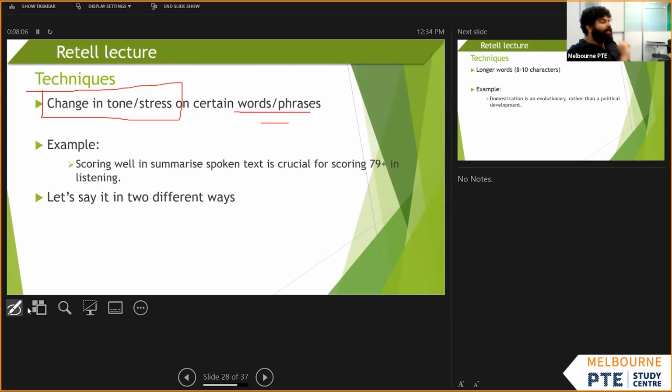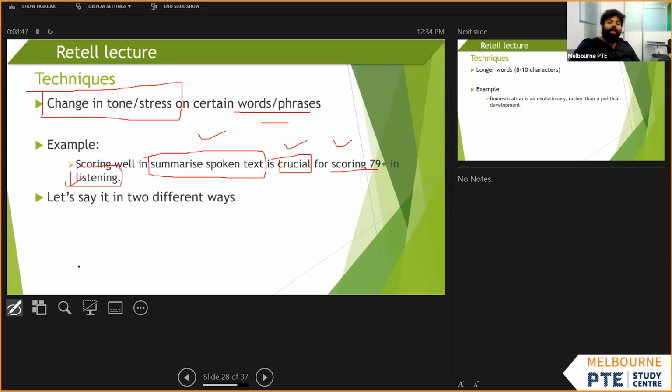Okay, now let me say this sentence. Let's just say if I say this one as scoring well in summarized spoken text is crucial for scoring 79 plus in listening. Okay, now if you paid attention to the way I said it, these words that I highlighted, you will actually capture them right away. All right, so basically when you notice that the speaker is putting more stress on or maybe speaking loudly on some words or phrases, you capture them right away. All right, is it making sense or not?